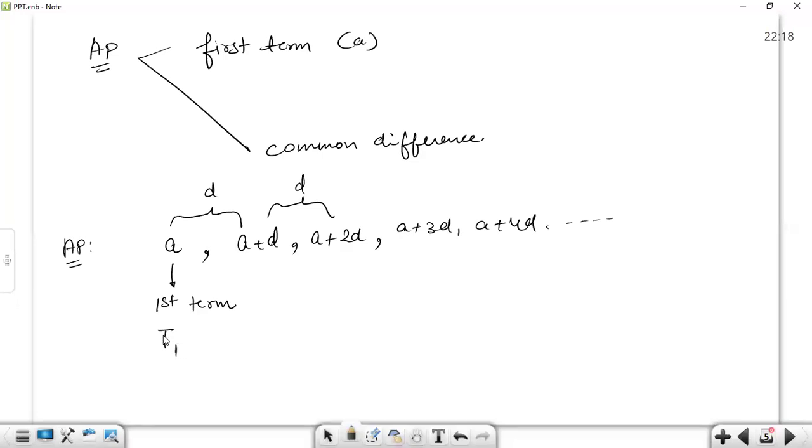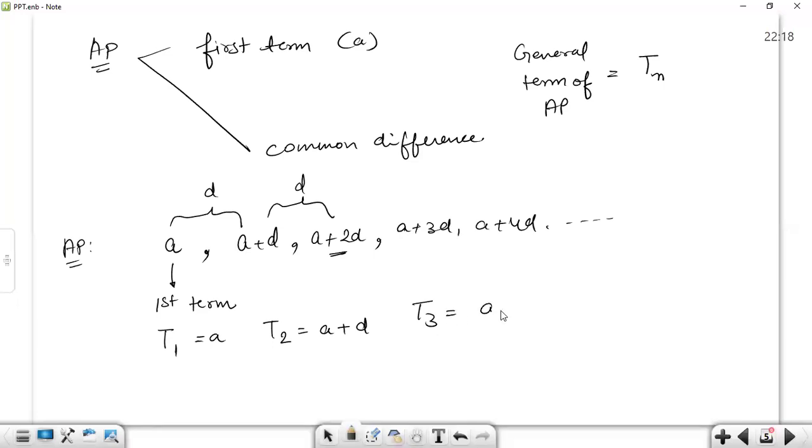So let's write the first term in this method, t representing term and 1 representing the number. So we are going to represent the general term of an AP as t of n, where n is the number of the term and t is representing the term. So t1 is here A, right? What is t2 here? A plus d. What is the third term here? A plus 2d. What is the fourth term here? A plus 3d.